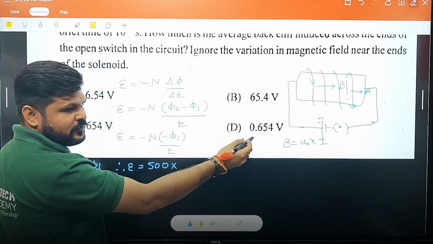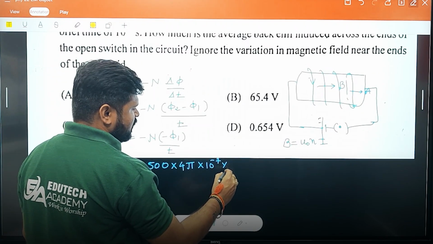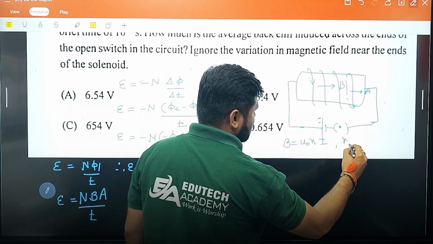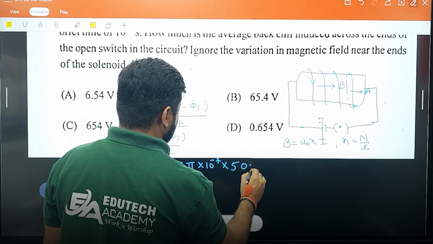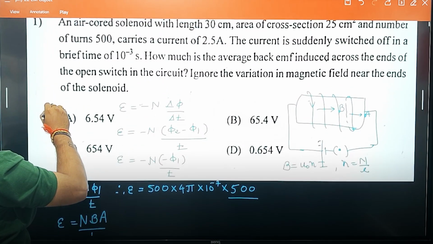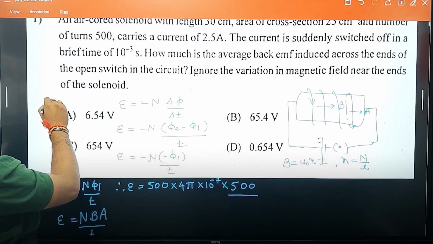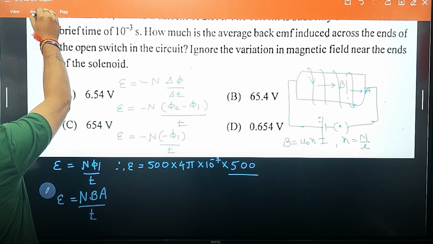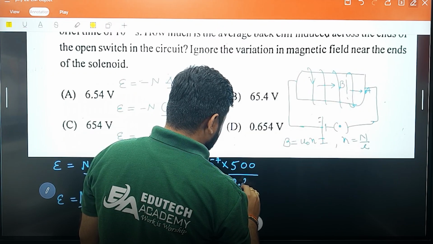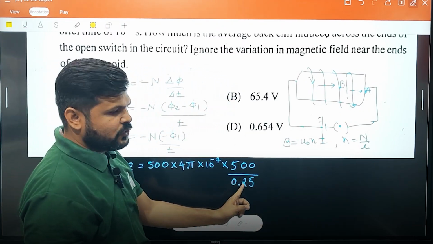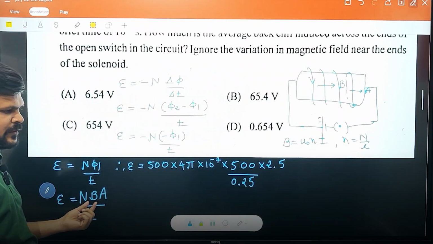We are directly placing all the values. The value of mu 0 is 4 pi into 10 raised to minus 7. Here small n is the total number of turns divided by length. So total number of turns is 500, and the length is given. Remember, the length is 30 centimeter and the cross section area is 25 centimeter square. Current is 2.5 ampere. Length is 30 centimeter, so in meter it is 0.3. So mu 0 n I, where current is 2.5. So we have placed the values for the magnetic field B.